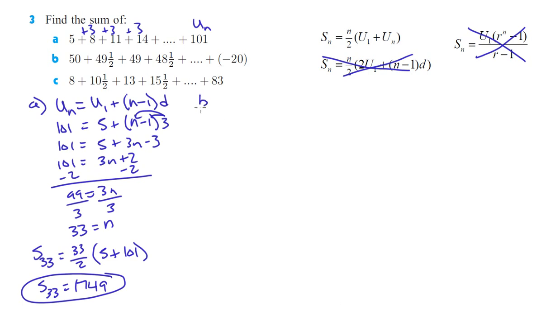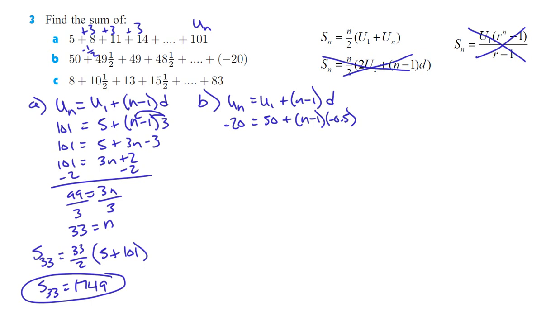Let's try B then, and we're going to have to do the same thing for this one here. We're going to want to plug in u sub n equals u sub 1 plus n minus 1 times d. We have to figure out what term the negative 20 is. So negative 20 equals, first term is 50, plus n minus 1 all times the difference. It looks like we're subtracting 1/2, right? So let's do negative 0.5.